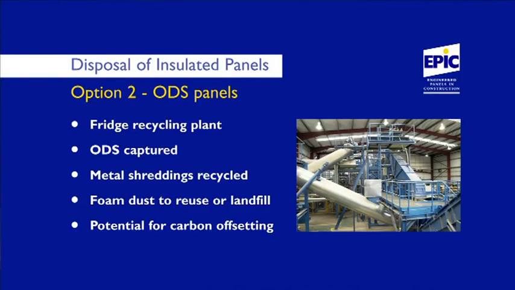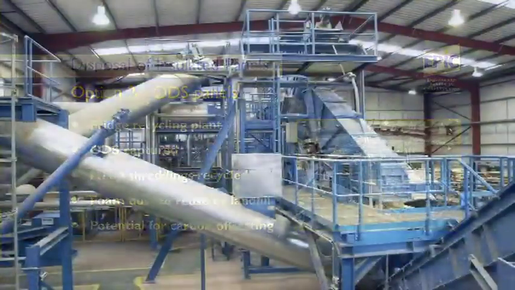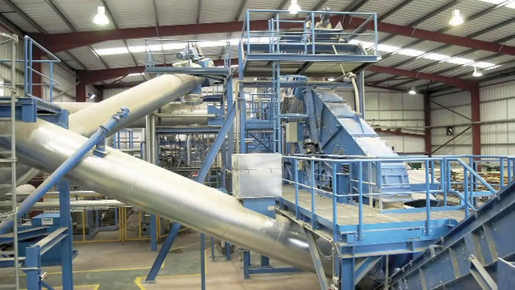Second option, you have a panel with ODS. We have done a number of trials involving these panels. We have actually done trials with thousands of square meters coming off-site and going through fridge recycling plants. It works. Panels have to be cut to 2-meter lengths and go through in the conventional way. The metal shreddings are available for recycling.